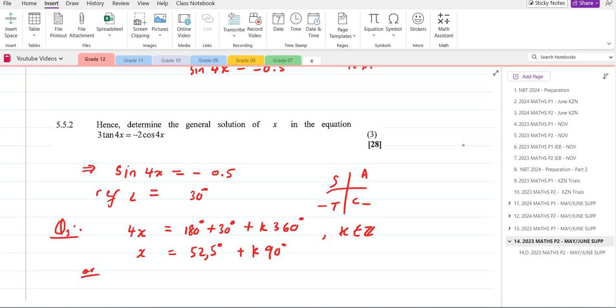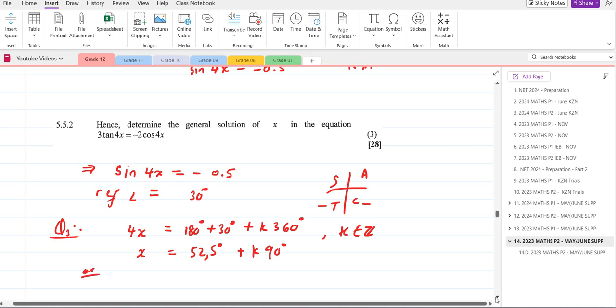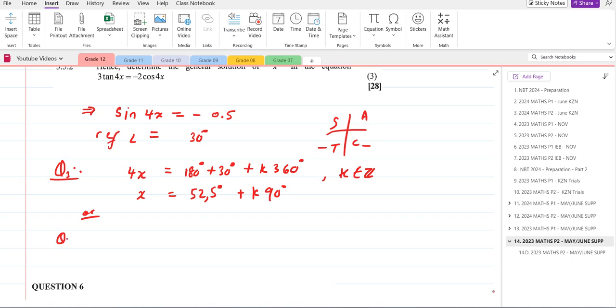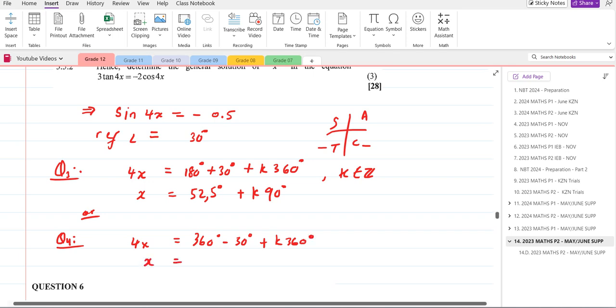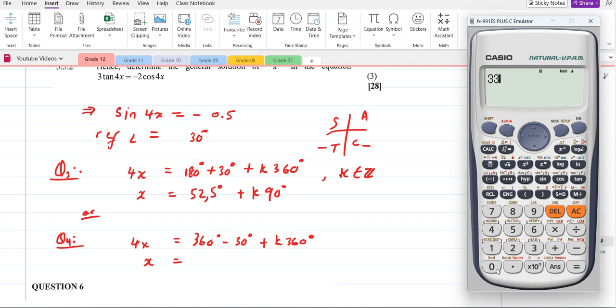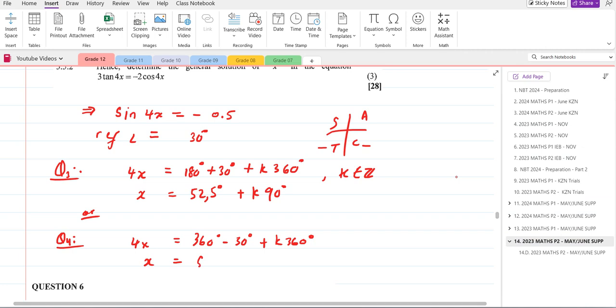Or we have the quadrant 4 solution, which is 360 minus 30. 4x is equal to 360 minus 30 degrees plus k 360, right? So x is equal to 360 minus 30, which is 330, divided by 4. I'm getting 82.5 plus k 90. So that's your general solution, two general solutions. I hope you guys understood that.